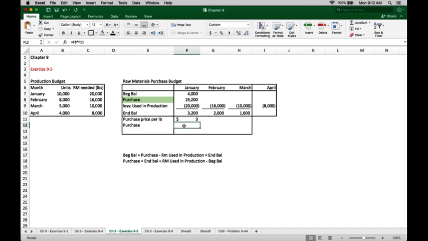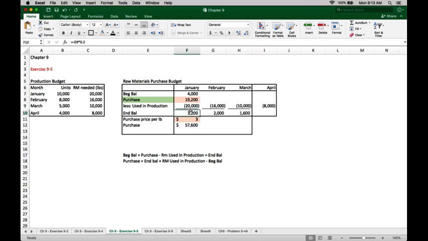Okay, so my dollar amount of purchase is going to be, let me put this in a different color so we can see it. The amount I'm going to spend on purchase in the month of January is going to be 57,600. 19,200 times 3.